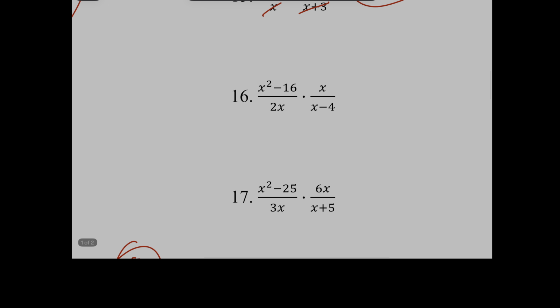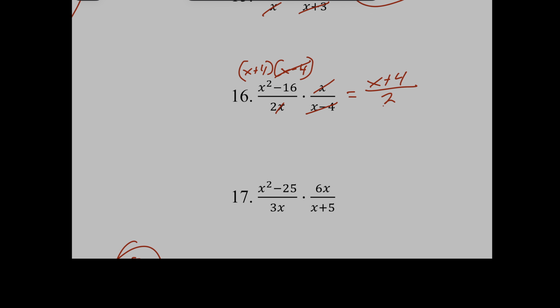And let's keep going. Now this one, again, difference of 2 squares. That's going to be an x plus 4, x minus 4. And I see I have an x minus 4 and an x minus 4. You can cancel all of it, but I'm not done. I have a 2x and an x. Well, I can cancel these x's. I'm going to be left with an x plus 4 on top, and on bottom, just a 2. Everything else is canceled out.